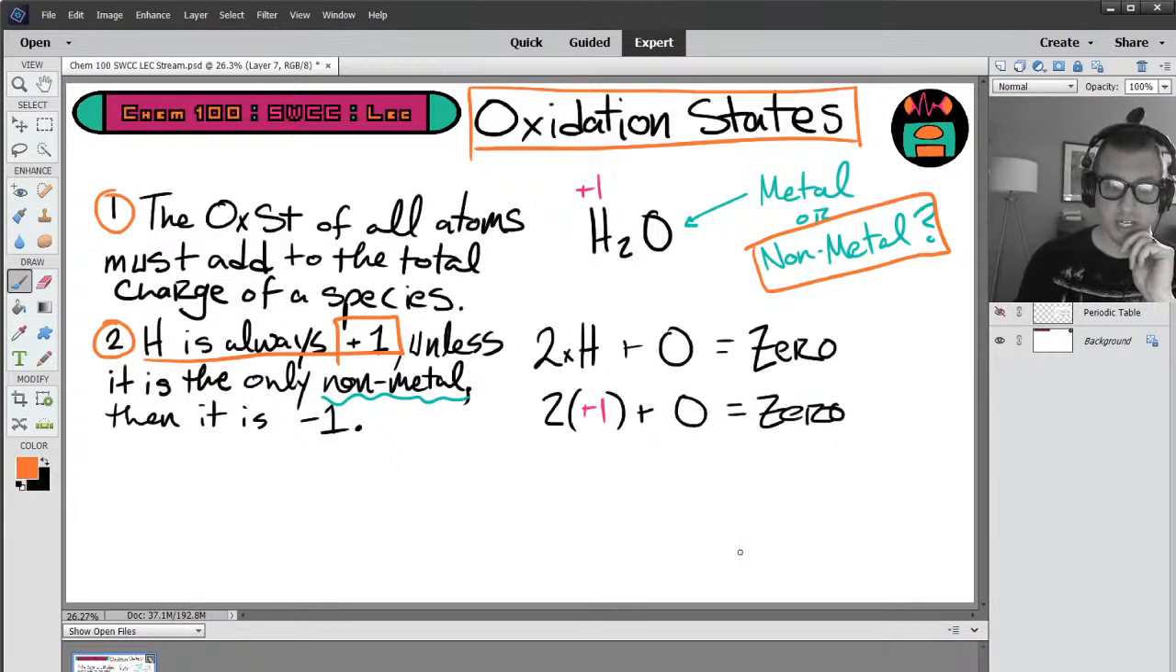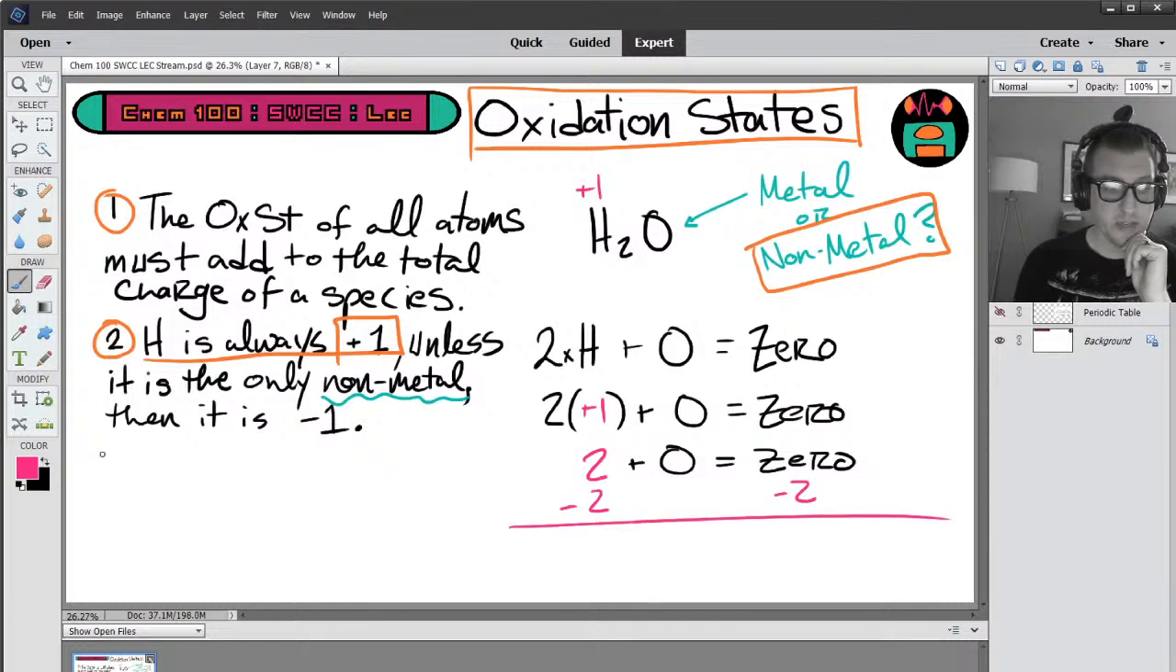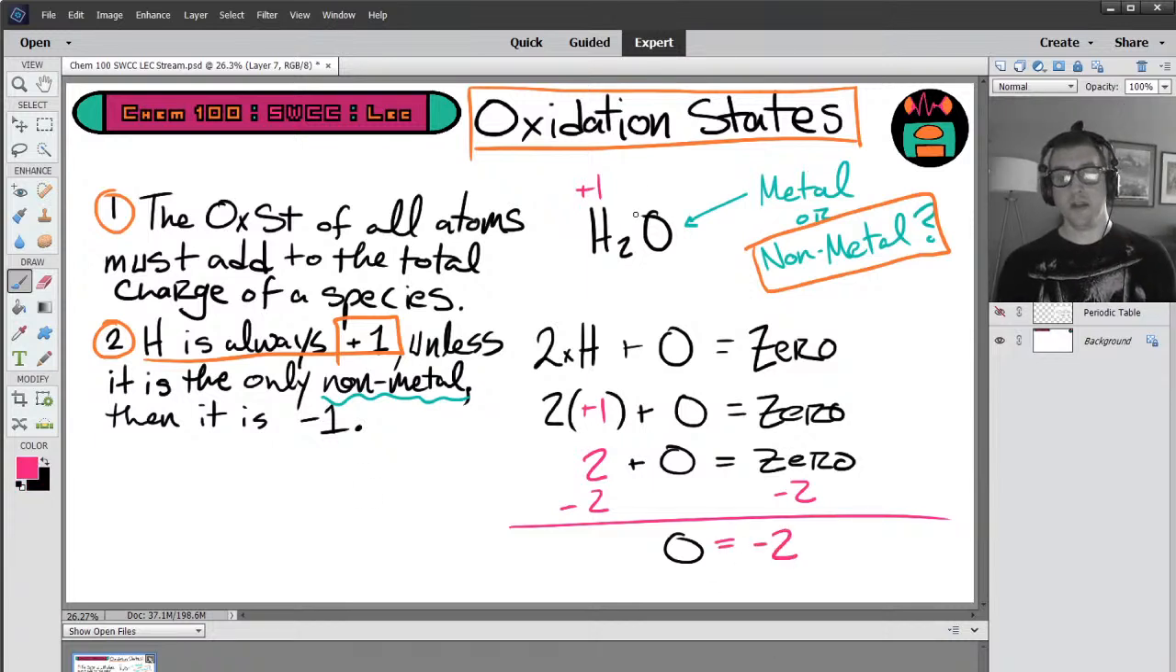So we have an equation here. 2 times positive 1 is positive 2. 2 plus oxygen is equal to 0. Now, if we want to solve for oxygen, we need to subtract 2 from both sides. And this will give us the oxidation state of oxygen, which is negative 2. So in water, hydrogen is plus 1. Oxygen is negative 2.